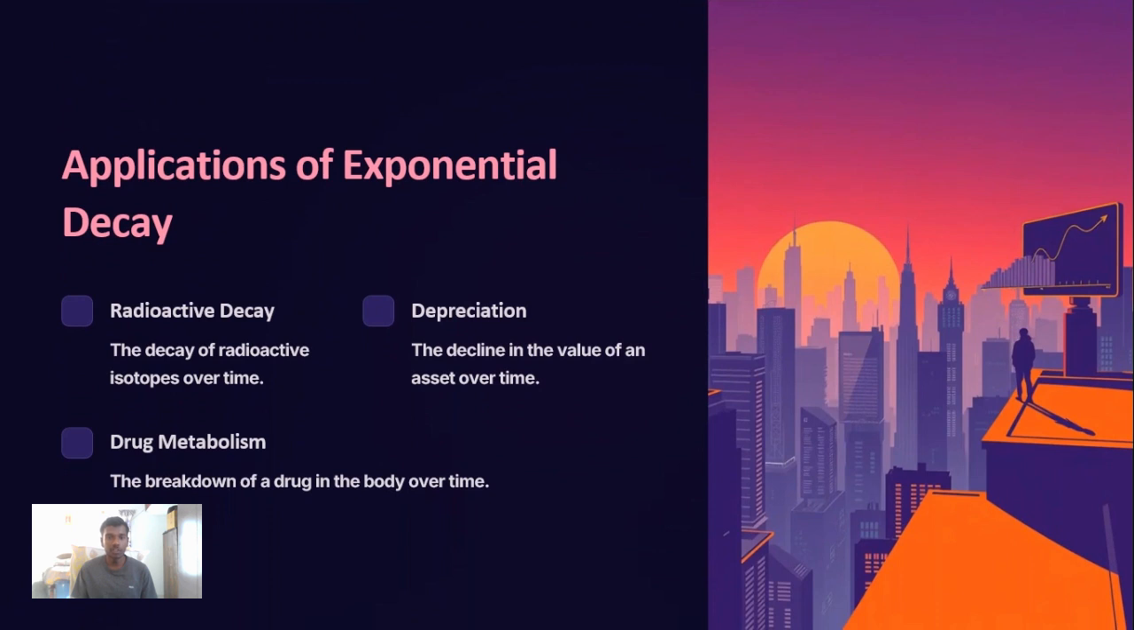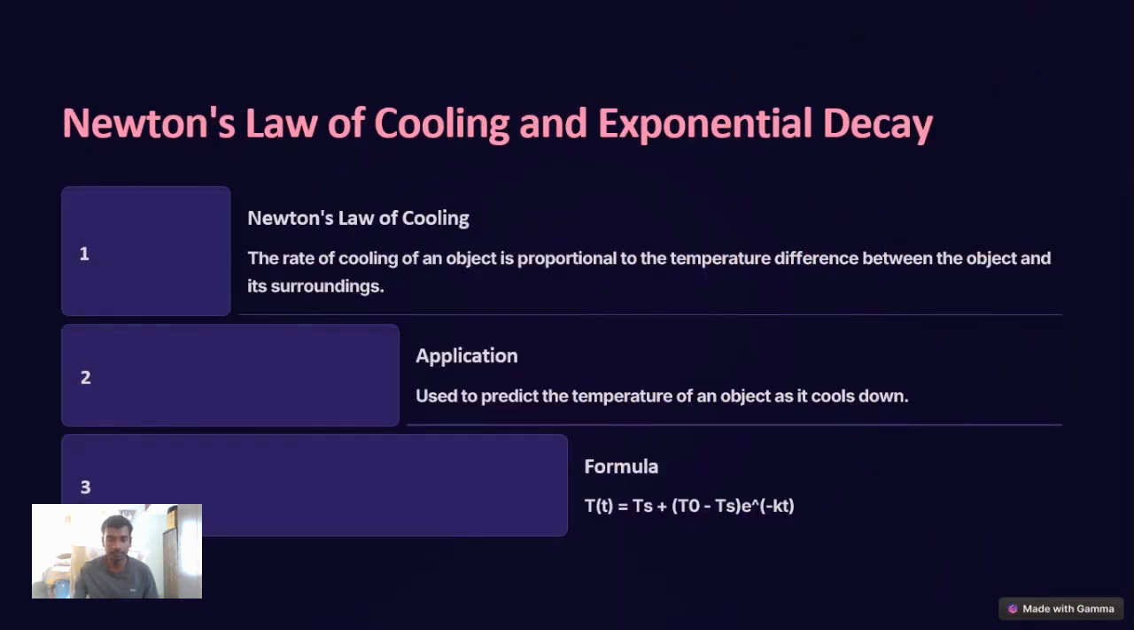Applications of exponential decay. Radioactive decay: the decay of radioactive isotopes over time. Drug metabolism: the breakdown of a drug in the body over time. Depreciation: the decline in the value of an asset over time.